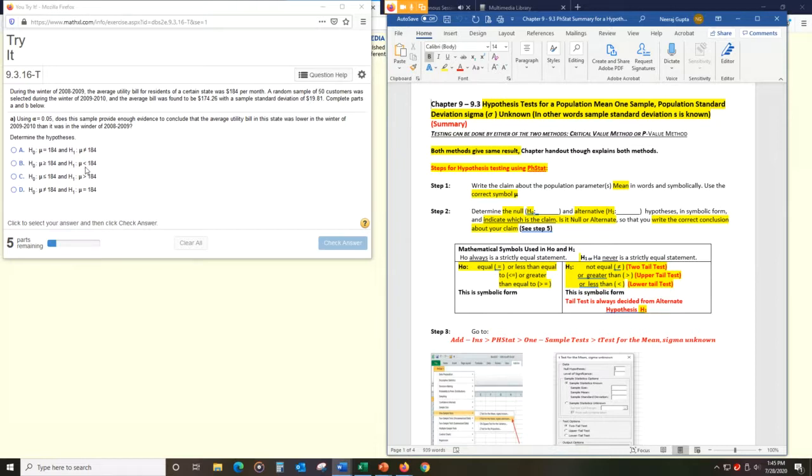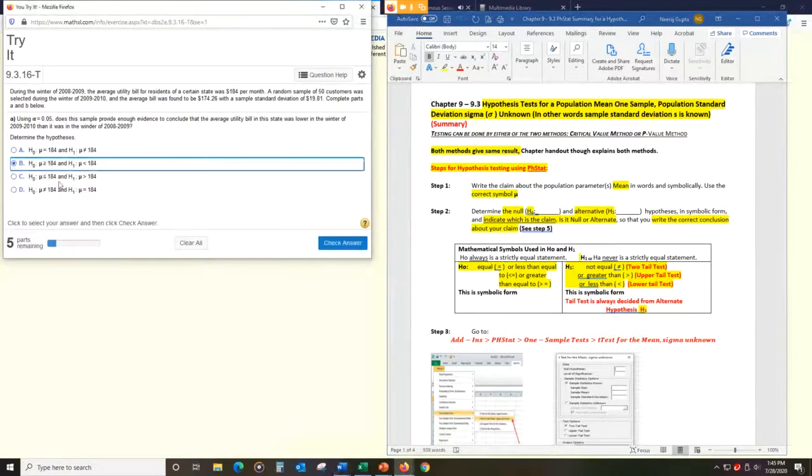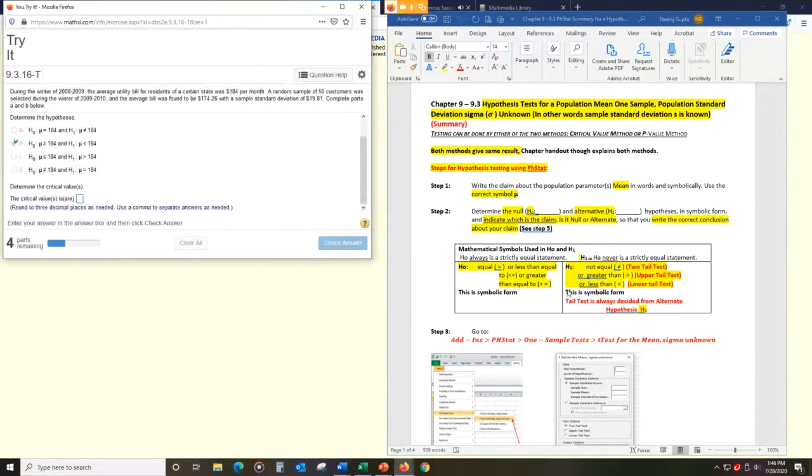Now, if it is less than 184, what will be its contrary? Greater than or equal to. Now, I need to see which is the null and which is the alternate. Null should have equal to, less than or equal, or greater than or equal. See in the summary here. Yes, null is greater than or equal, and the alternate is one of the three, and it is less than. So this is my correct statement. Got it? So that is my up to step 2.